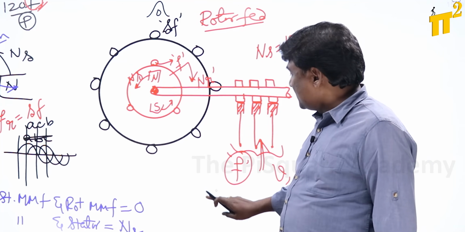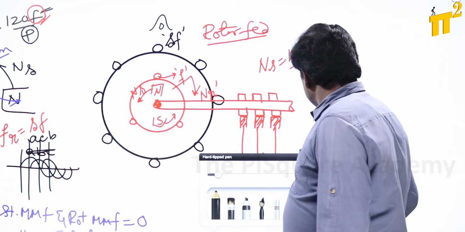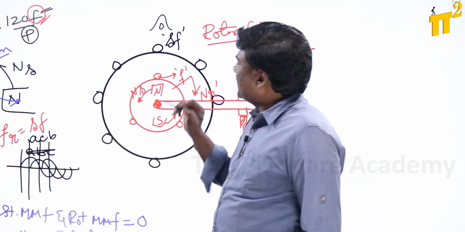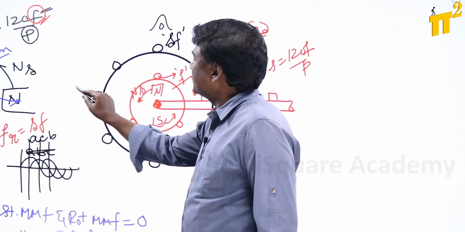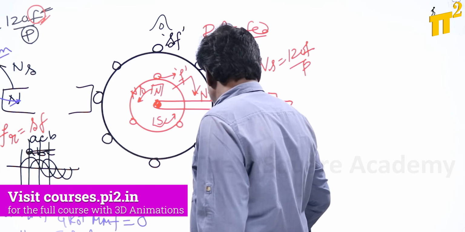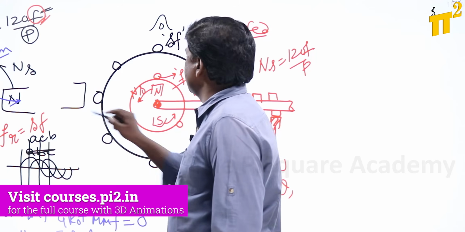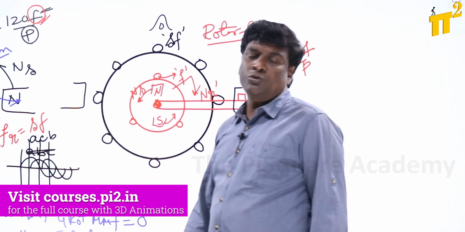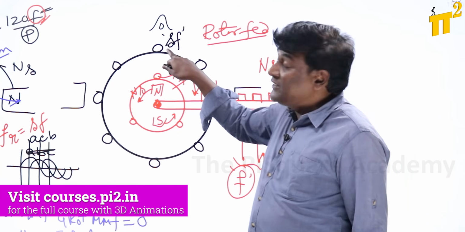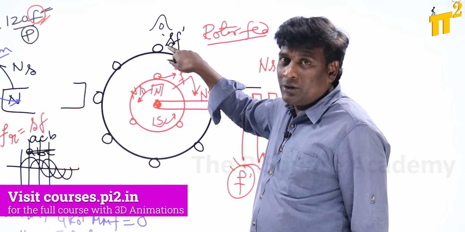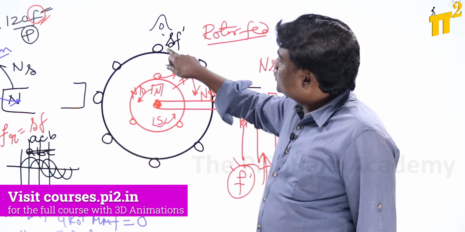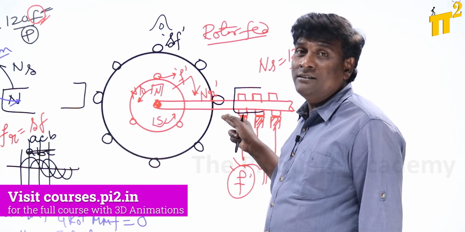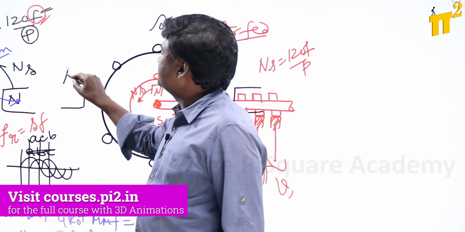Now, what about the stator frequency? My stator frequency is going to be S into F. If I think of the stator poles here, two poles are created, because the number of poles of stator and rotor should be the same. Because we supplied power through the rotor, the stator frequency is SF. So my stator poles have to rotate with a speed of S Ns.